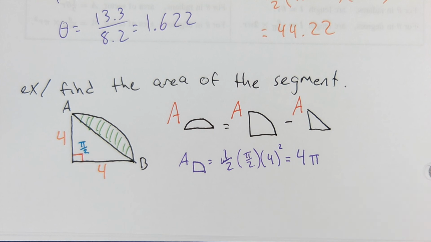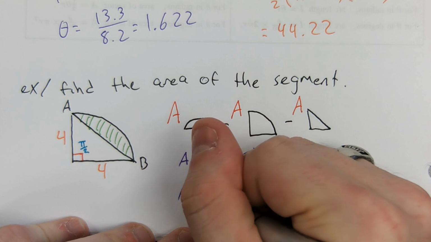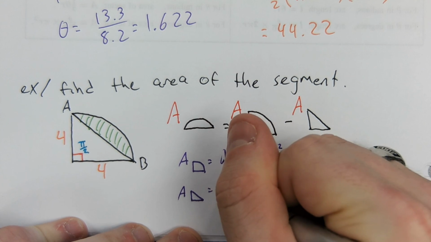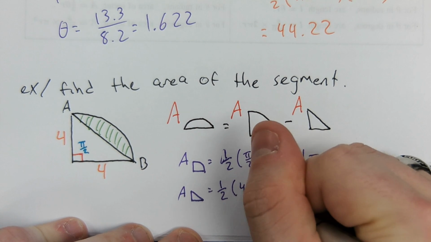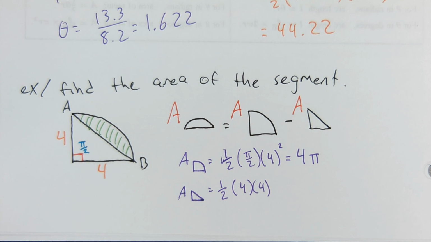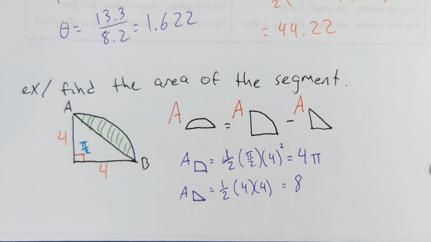And the area of the triangle. How do you find the area of a triangle? 1/2 base times height. By definition, base and height are perpendicular to one another. So if it's a right triangle, it's just the 2 legs. So it's 8. The area of the segment then, the area of segment AB, is just 4 pi minus 8. That's it.